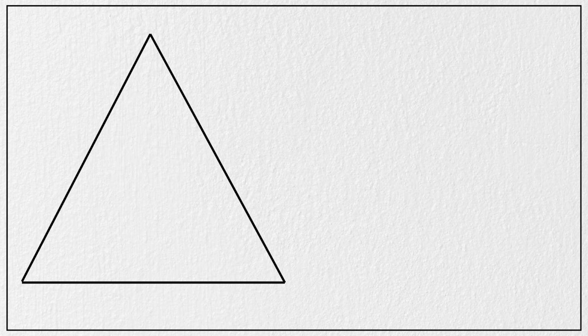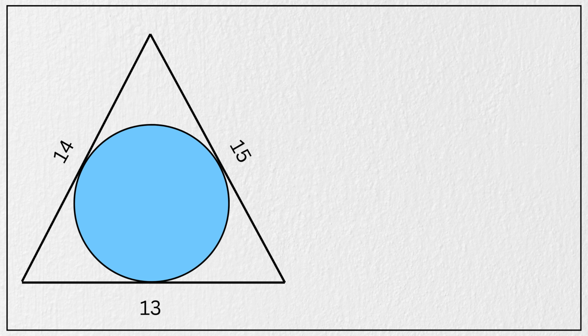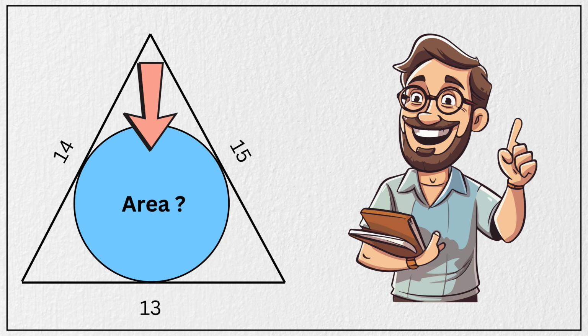We have a triangle whose sides are 13, 14, and 15 units. Now draw a circle in such a way that all the sides of the triangle are tangent to this circle, meaning each side touches the circle at exactly 1 point. Our goal is to find the area of this blue circle.